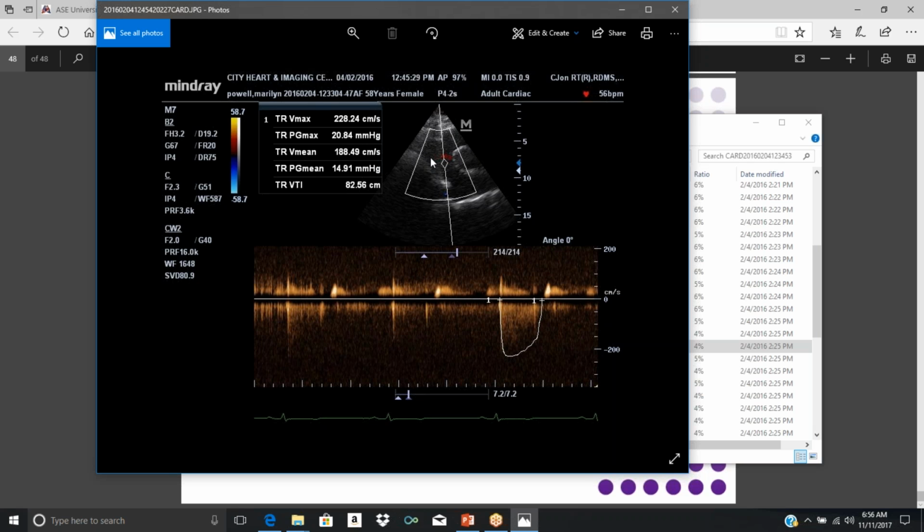Your cursor is across the tricuspid valve, so it suggests that there's a flow from the right ventricle across the tricuspid valve into the right atrium. It's below the baseline. Okay, tricuspid regurgitation. It's a systolic flow, which systole is from the onset of the QRS to the end of the T wave. It's a systolic flow below the baseline. Okay, CW Doppler for large velocity flow.